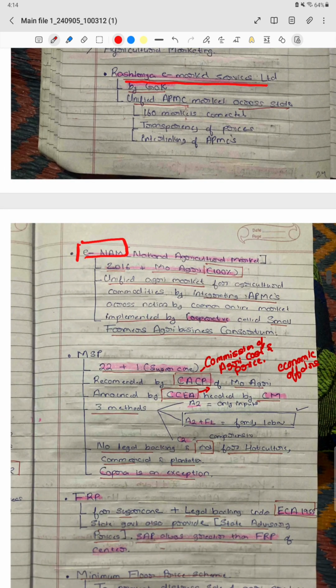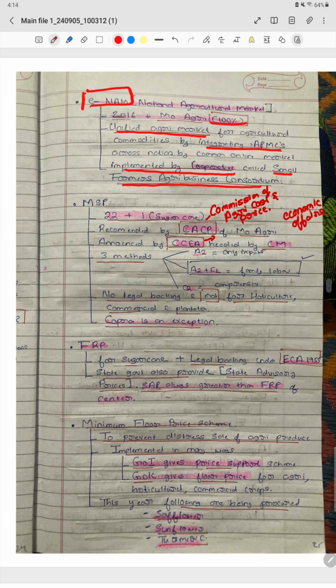Then we have to know about the ENAM, that is Electronic National Agriculture Market, which came in the year 2016, and it is by the Ministry of Agriculture, which is 100% by the central government. It also unifies the market across the country by integrating the APMCs. So wherever you feel the products are good with the price as less, you can purchase or auction your agricultural products. And this is implemented basically by the cooperatives called the Small Farmer Agri-Business Consortium.